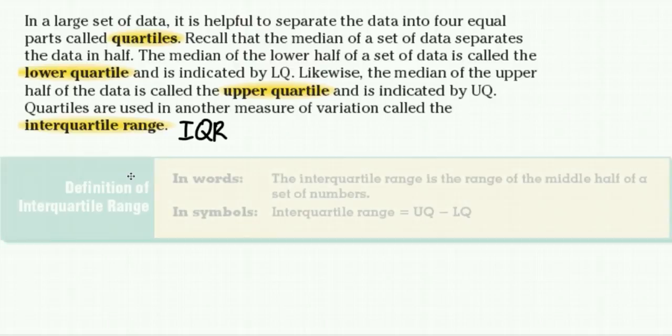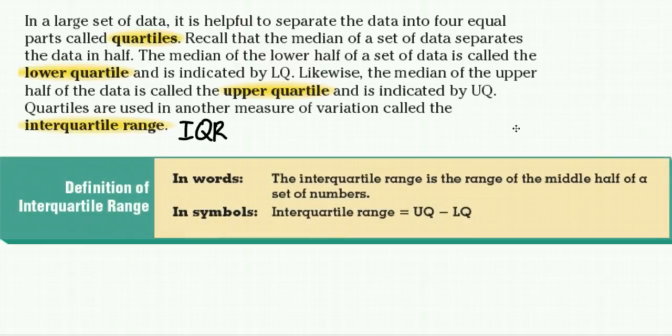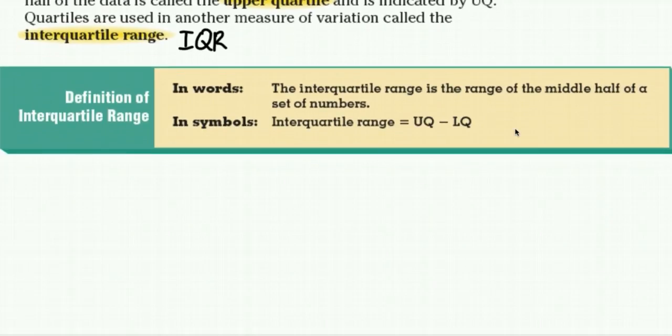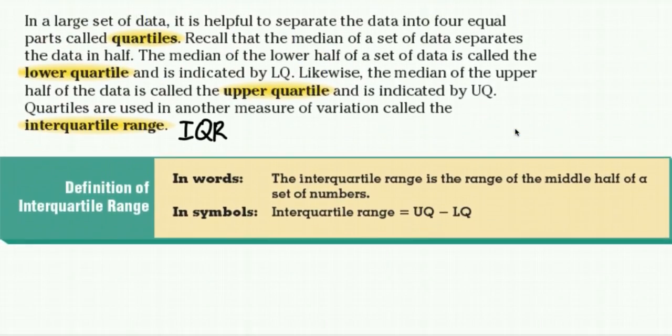How does this work? Let's find out. The definition of an interquartile range is the difference between the upper quartile and the lower quartile, and we'll talk about that as we go through the examples. It is the range of the middle half of a set of numbers, and in order to find that, follow the formula for interquartile range, which is UQ minus LQ, which will give you the IQR.